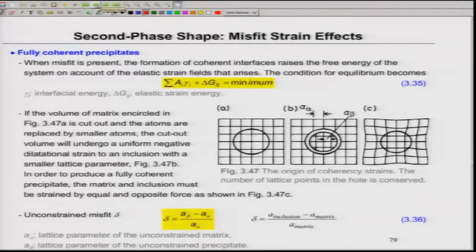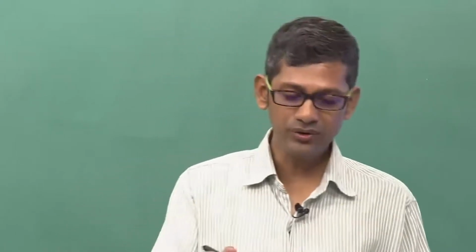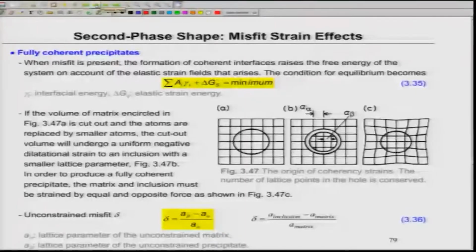When misfit is present, formation of the coherent interfaces raises the free energy of the system because of the elastic strain energy effects. Obviously, bonds are distorted across the interface. Because of that, elastic energy will be high. So, no longer can we consider the equilibrium condition to be the summation of A_i sigma_i equal to 0, where A_i is surface area and sigma_i is the interfacial energy. We have to add to that delta G_s, which is nothing but the elastic strain energy. Because strain energy will play a role, it cannot be ignored.